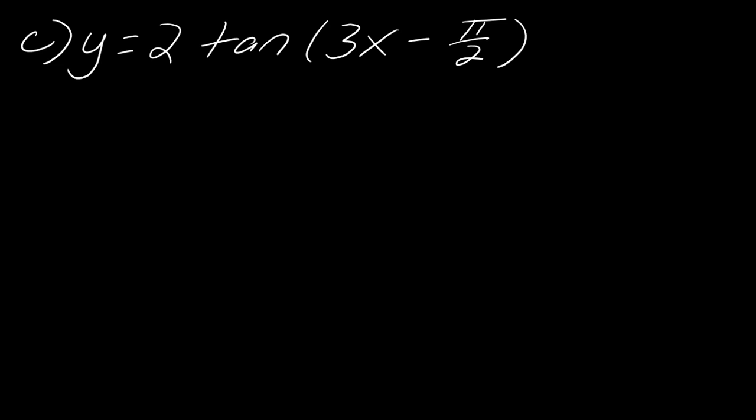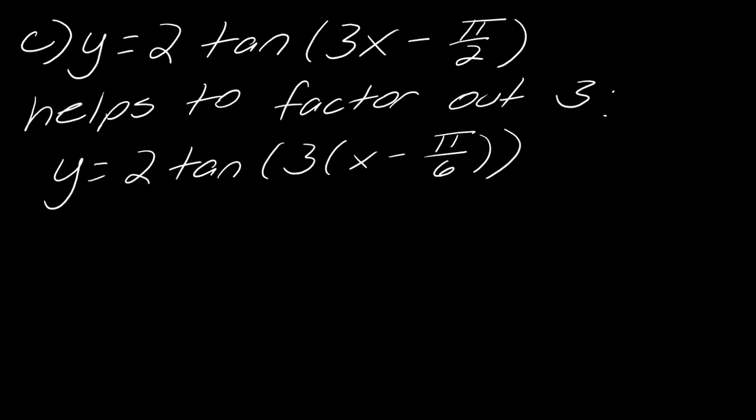So now what if I have 2 tangent 3x minus pi over 2? This is where phase shift can get a little tricky. Usually what we like to do when we have a number here and a number here is factor the number attached to the x out like this. So it's going to help to factor out the 3. When I factor this out, I'm going to multiply the denominator of this fraction by 3, which is equivalent to dividing this fraction by 3.